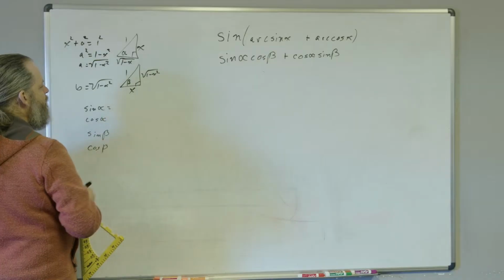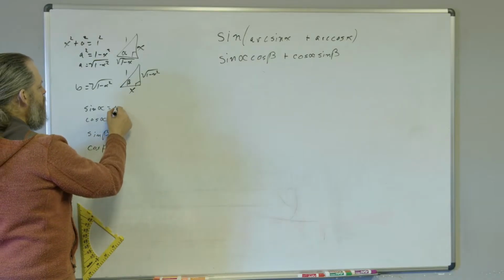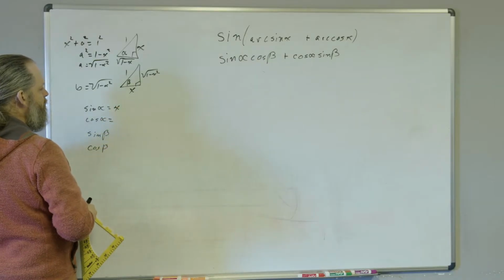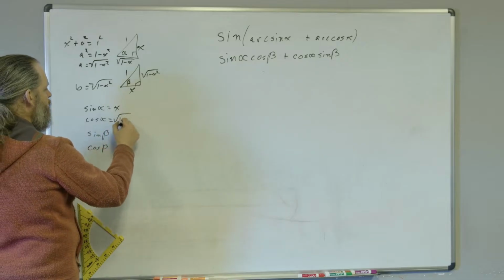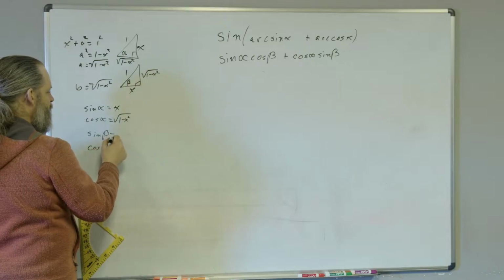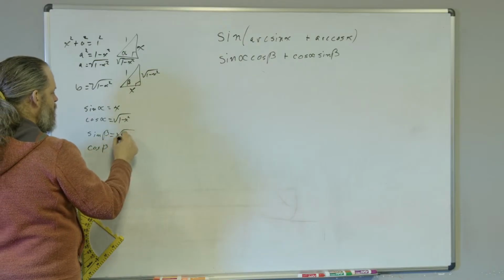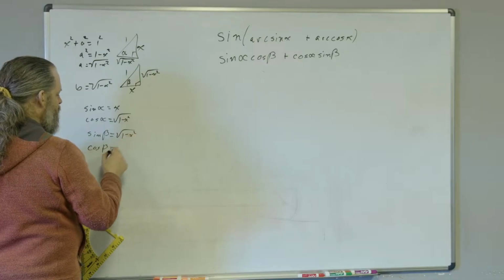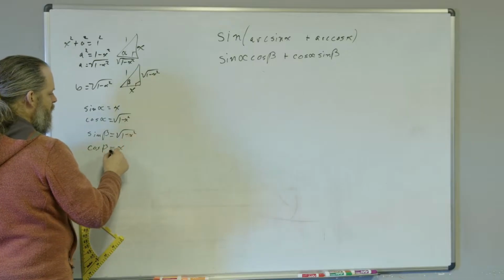What's the sine of alpha? X. What's the cosine of alpha? Square root of 1 minus x squared. What's the sine of beta? Square root of 1 minus x squared. What's the cosine of beta? X. Great.